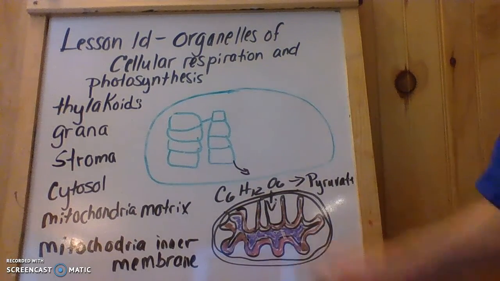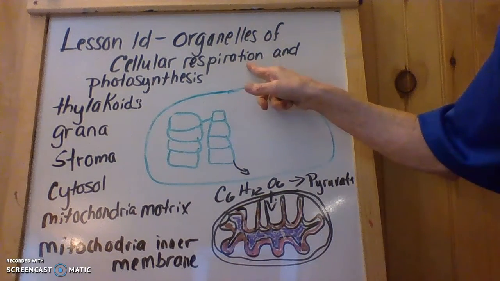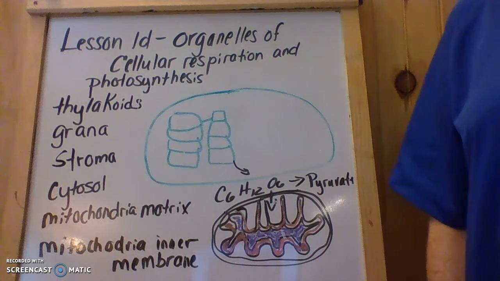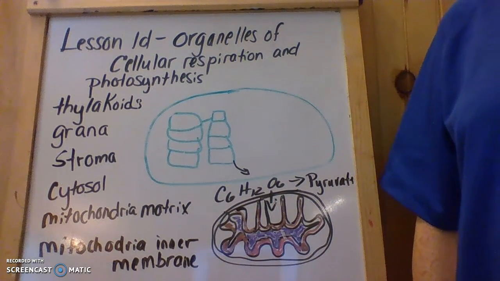So these 6 end up being very important organelles as far as cellular respiration and photosynthesis. And those I'm adding into our organelle review.